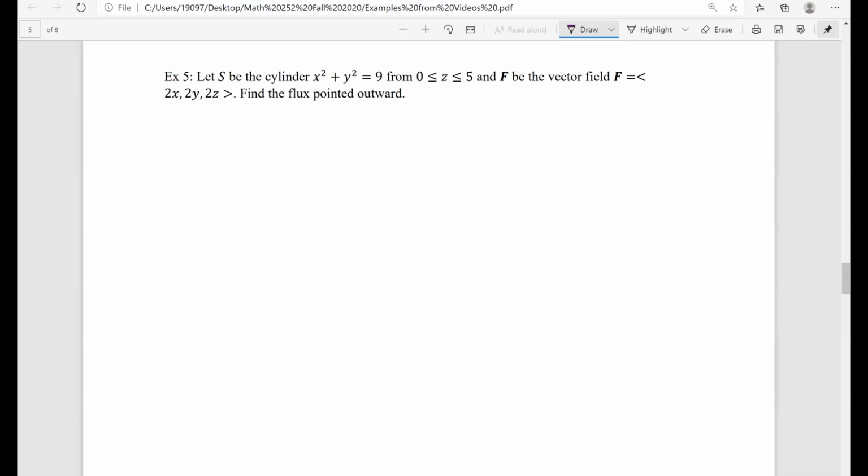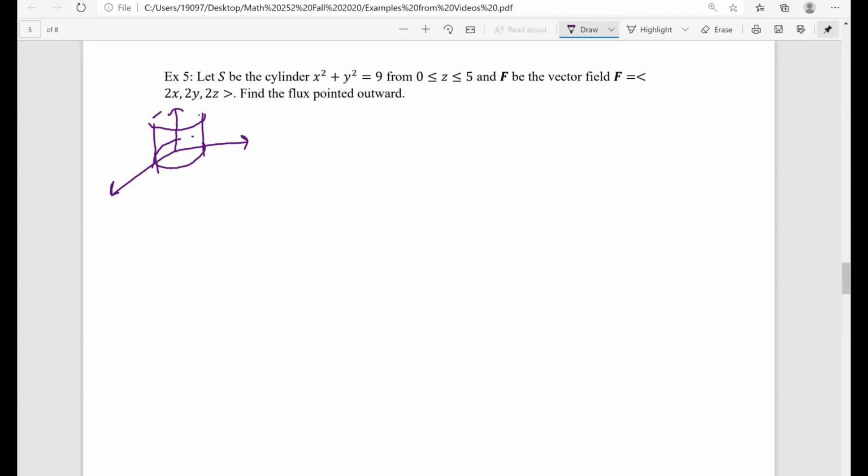Okay, so let's graph the cylinder first. And you can see that the cylinder is x squared plus y squared equals 9 from 0 to 5. So starting at z equals 0, going all the way to z equals 5. Okay. So you got the cylinder.